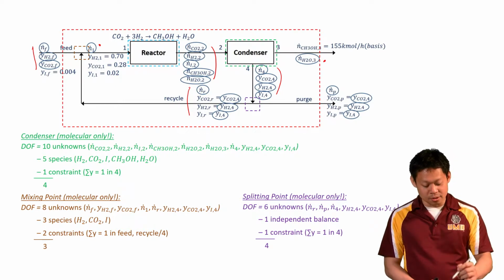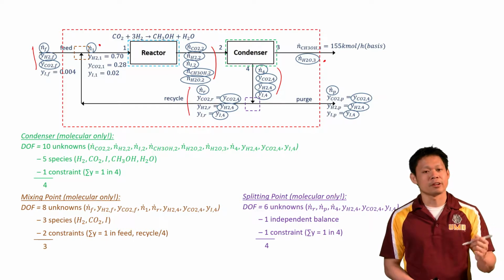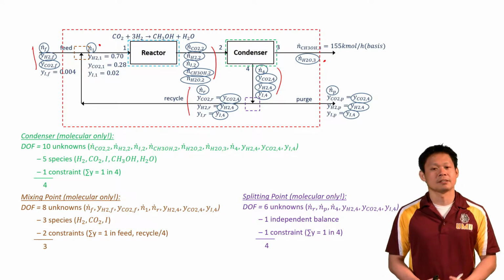So we only have 6 unknowns. We have 3 of the mole fractions. We have each of the molar flow rates. That gives us our 6.